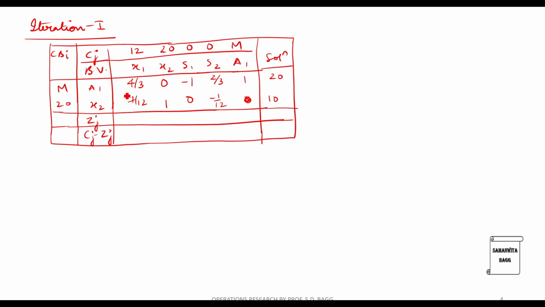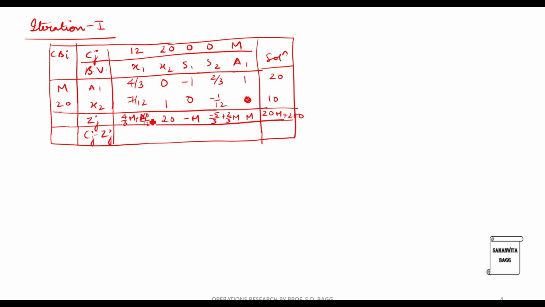Now I'll calculate Zj. So it is 4 by 3m minus 20 into 7 by 12. So this will be 140 by 12. There will be a plus sign here. This is just 20. This is minus m. This term will be minus 5 by 3 plus 2 by 3m. This is m and this is 20m plus 200.